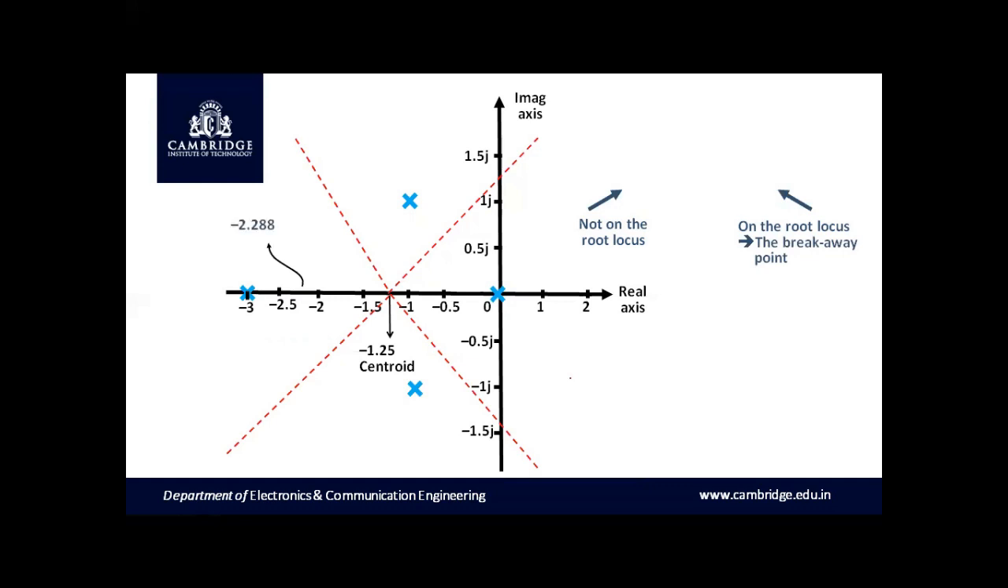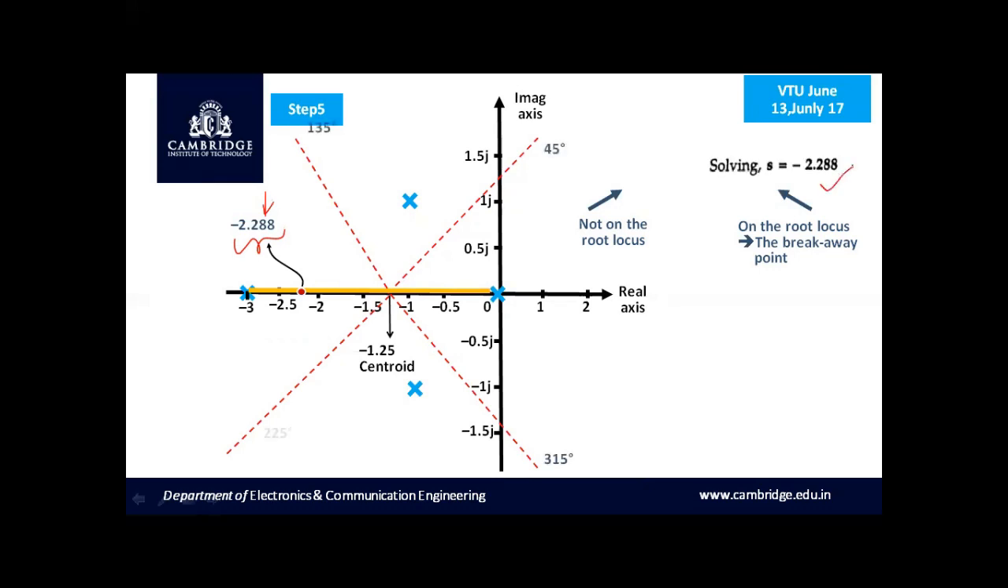Let us mark the breakaway point exactly at minus 2.288. As this breakaway point lies in the region of root locus, yes, it lies in the region of root locus. Therefore, it is a valid breakaway point. S is equal to minus 2.288 is on the root locus. Therefore, it is a valid breakaway point.